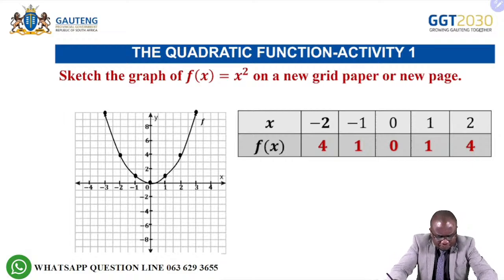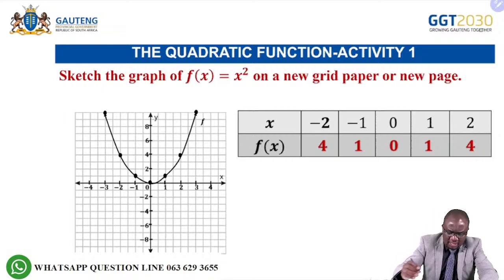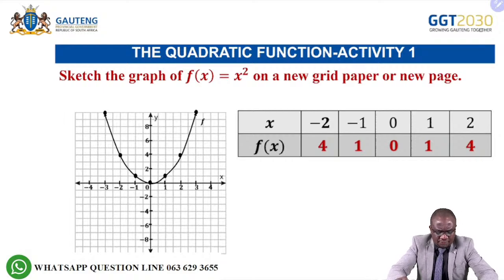Right, now we have sketched the graph. Now you are almost listening. Okay, I was going to ask you to sketch this graph, but time. So now just listen. I'll try to move slowly.